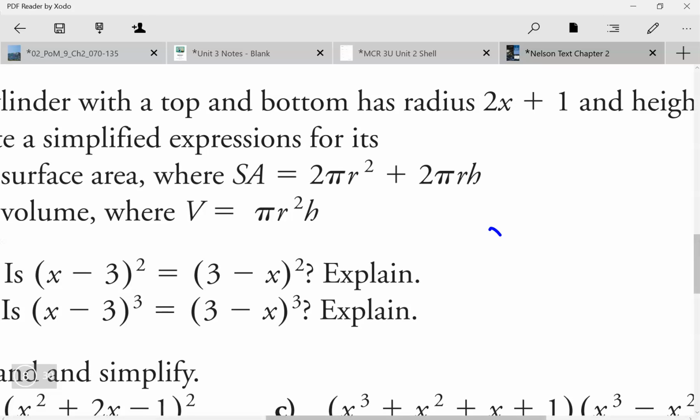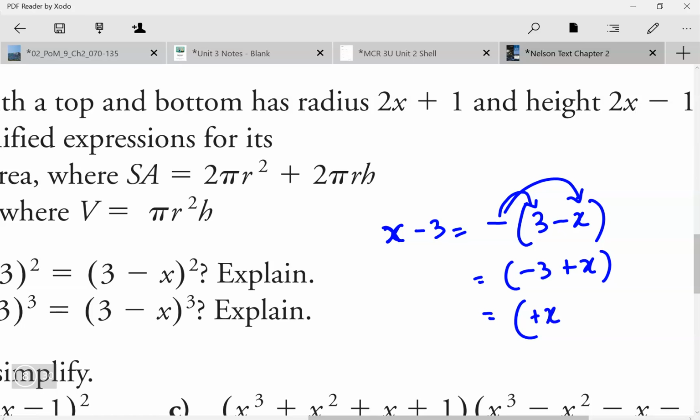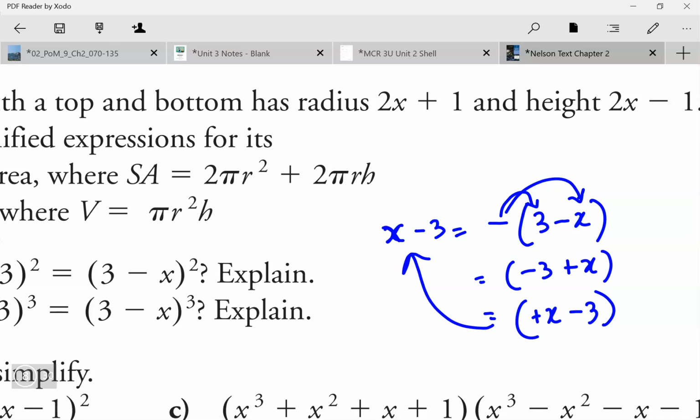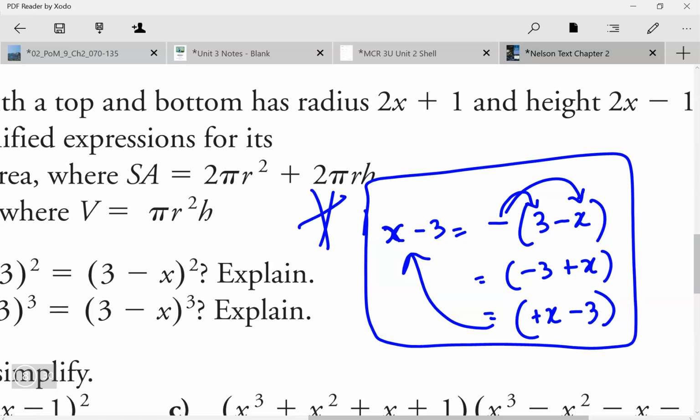So we will note that x minus 3 is the same as negative of 3 minus x. Because if we apply this negative into this bracket, we get negative 3 plus x, which is just another way of writing positive x minus 3 if we rearrange the terms, which happens to be equal to this. So like I said, it's important to note this. This will come in very, very handy. Please put a star over this.